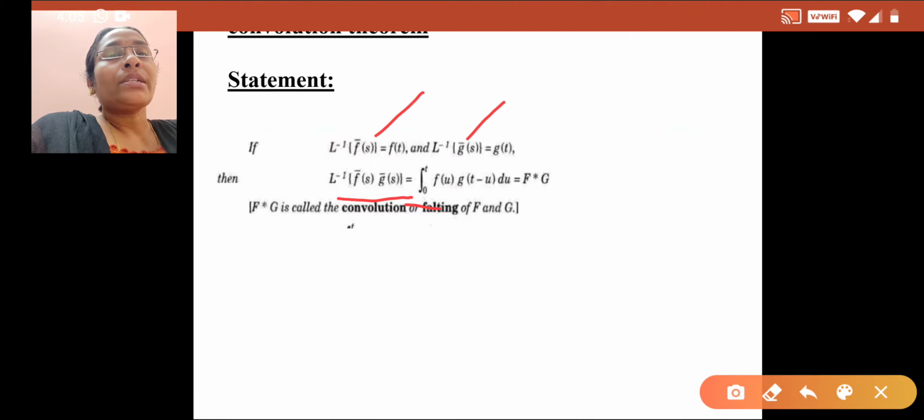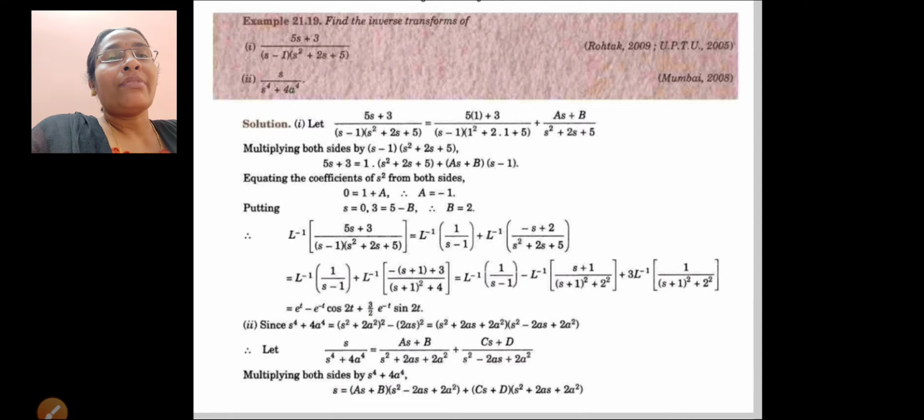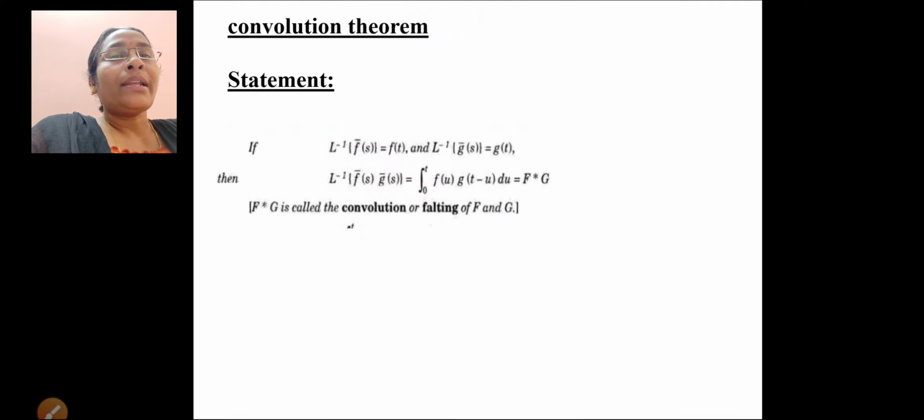We denote this integral from 0 to t of f of u g of t minus u du as f star g. Here star is called the convolution operator. In other words, simply, for f bar of s and g bar of s, if inverse Laplace transforms exist and they are given by f of t and g of t, then L inverse of f bar of s into g bar of s is equal to the integral from 0 to t of f of u g of t minus u du. So by using the convolution theorem, how to determine inverse Laplace transforms, that we are going to see now.